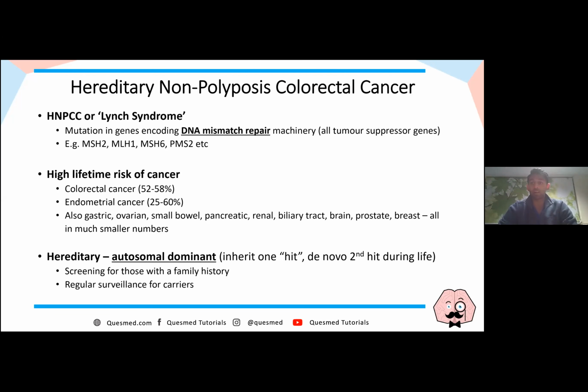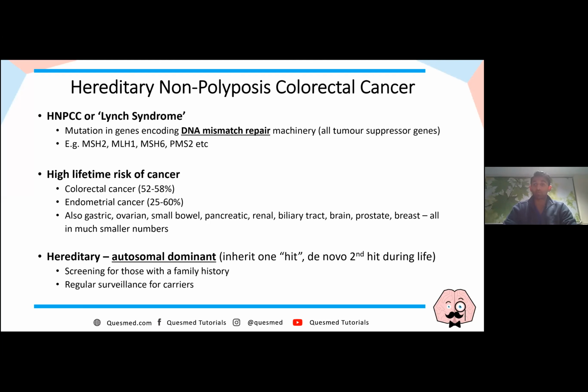It produces a very high lifetime risk of cancer. So if you imagine you inherit one mutated allele for a DNA mismatch repair gene, and you obtain the second hit during your lifetime, you are then likely to accumulate a number of DNA mismatches within any particular part of the genome. And then over time, the accumulation of those errors will eventually drive carcinogenesis. The most common tissues affected by this syndrome are colorectal and endometrial. And we observe smaller numbers in other tissues, some of which I've listed there.